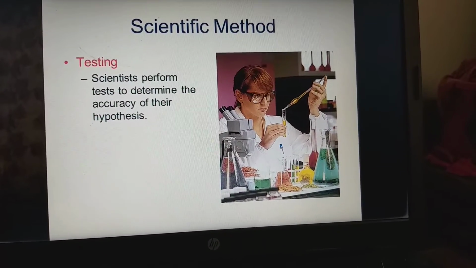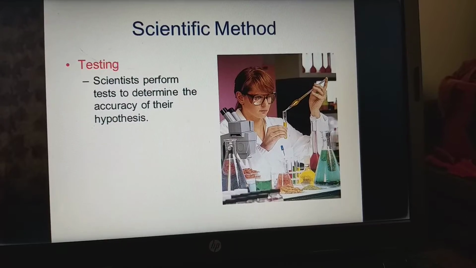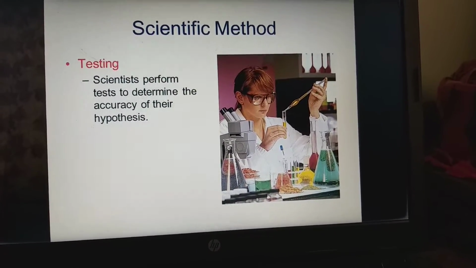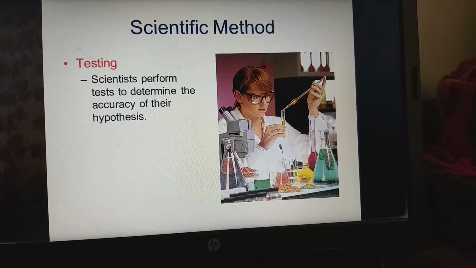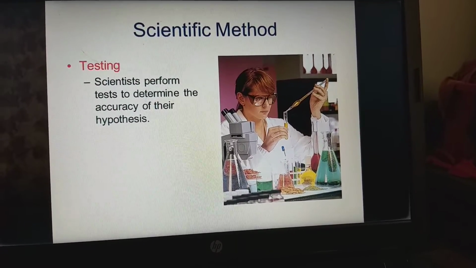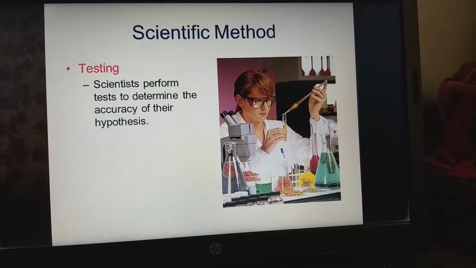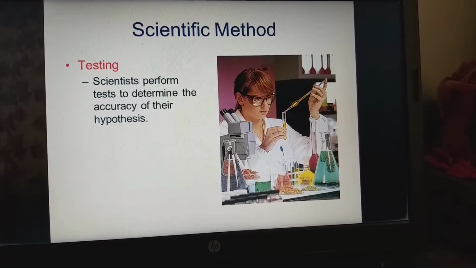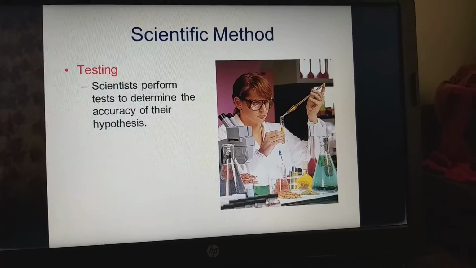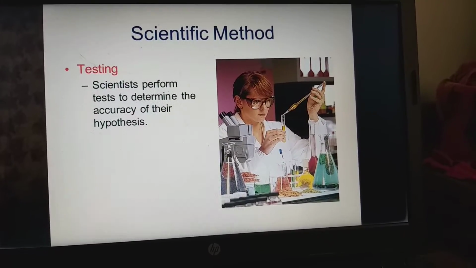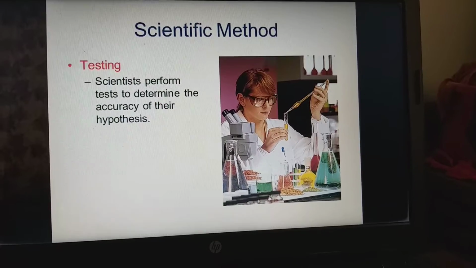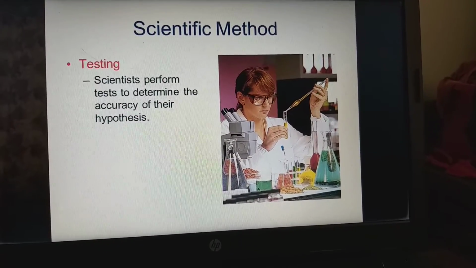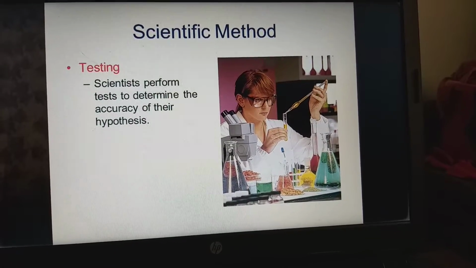Scientific method: testing. Scientists perform the test to determine the accuracy of the hypothesis, whether what we are thinking is right or wrong. For example, I am telling that insulin is the hormone responsible for intake of glucose from our blood. So we have to test whether it is right or wrong. So all the hypotheses are not proved. Sometimes it may be a negative hypothesis or sometimes a positive hypothesis. Whatever it may be, we have to test and we have to prove the results.